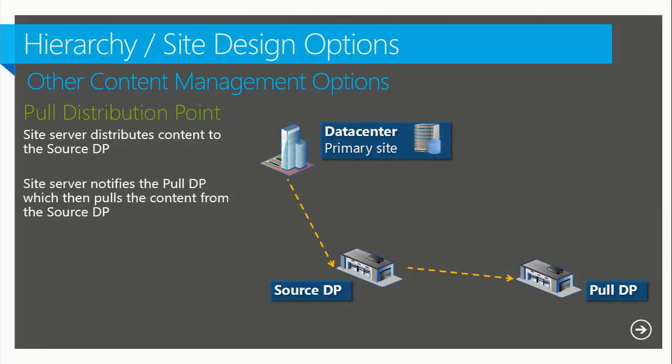In a pull DP scenario, I can set this as the parent DP in layman's terms, and the primary will distribute down to the source DP, and then the pull DP will grab it from here instead. So you have more of the deep content routing situation. This is stuff you used to have to have a primary site for. Now you have that option with a pull DP instead.